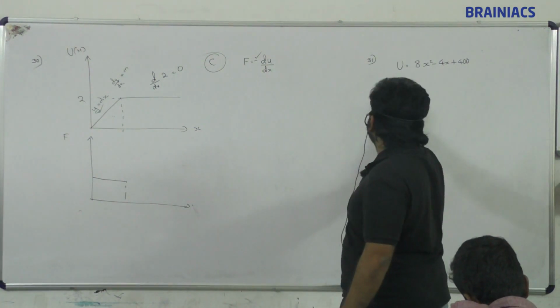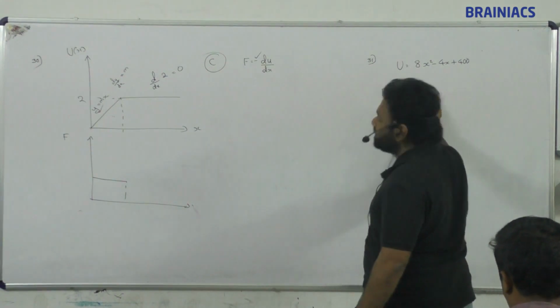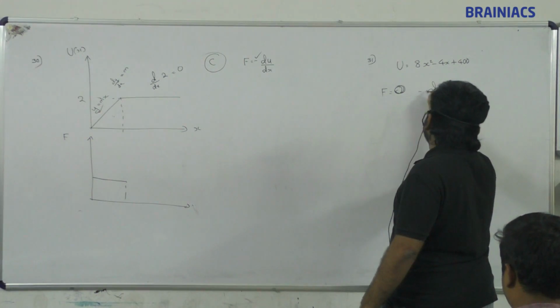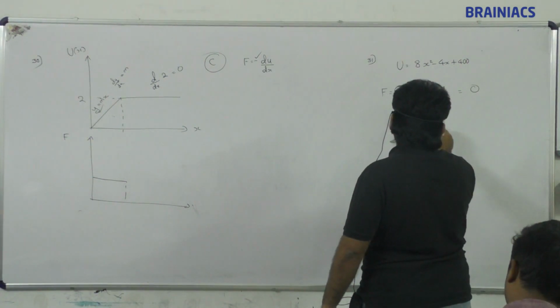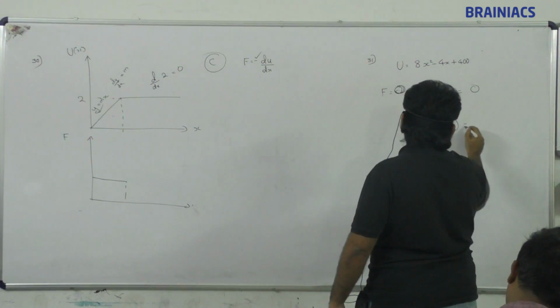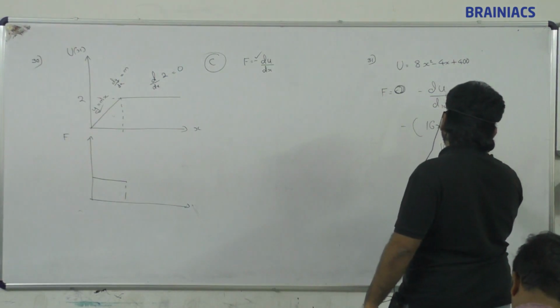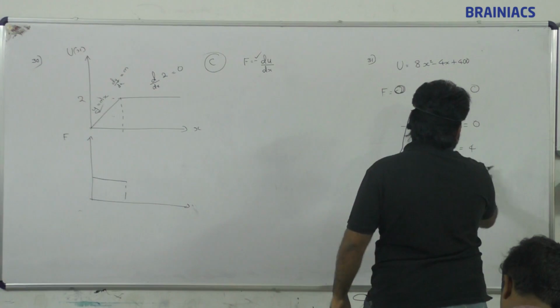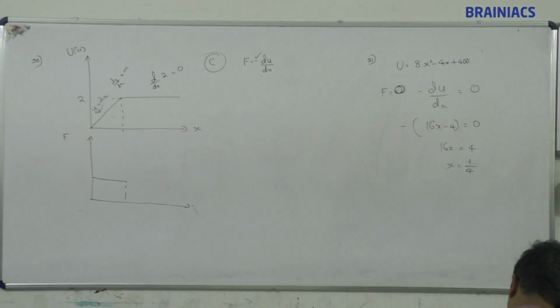Okay, so this is nothing but F is equal to 0. State of equilibrium means F is equal to 0. So F is equal to minus du by dx, which will be 0. So minus of, this is going to be 16x minus 4 is equal to 0. So 16x is equal to 4, x is equal to what? 1 by 4. So x is equal to 0.25 meter, answer B.